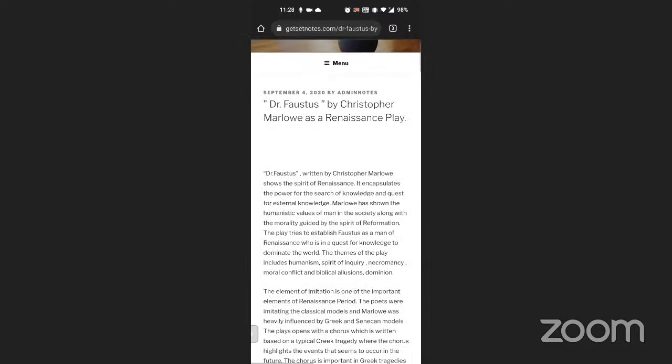Okay, let's read it. Dr. Faustus, written by Christopher Marlowe, shows the spirit of Renaissance. It encapsulates the power of the search for knowledge and the quest for eternal knowledge. So here, as I told you, Dr. Faustus was a very intellectual person. He wants to learn so many things.